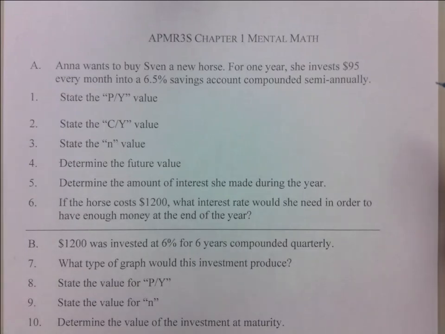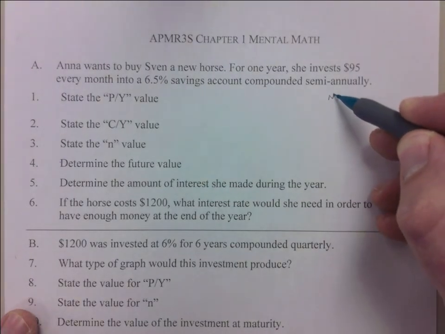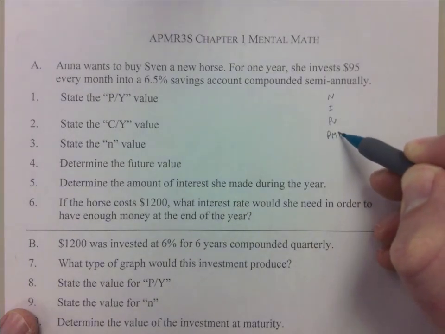So if you need to make corrections, go for it. I'm not gonna look. N, I, PV, PMT.